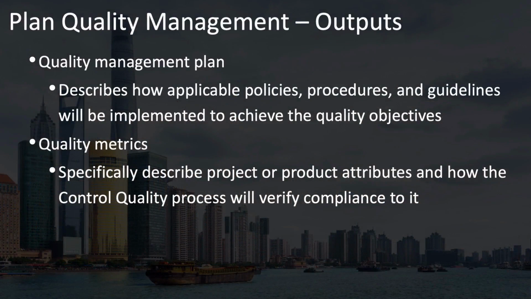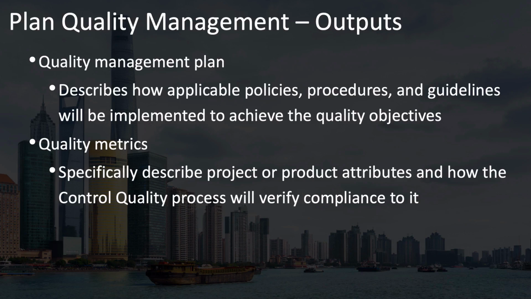The main two outputs of the plan quality management process are the quality management plan and the quality metrics. The quality management plan describes how applicable policies, procedures, and guidelines will be implemented to achieve the quality objectives. Quality metrics specifically describe project or product attributes and how the control quality process will verify compliance to it.